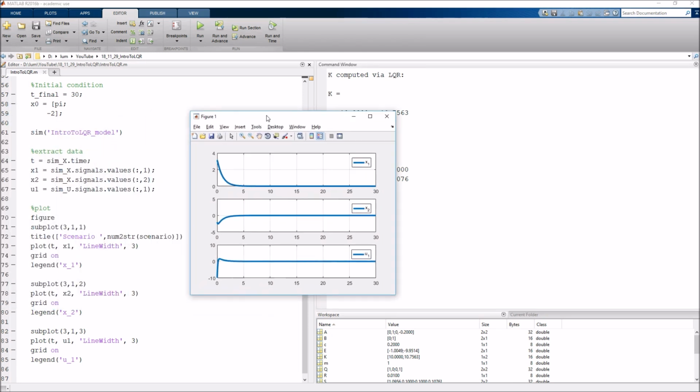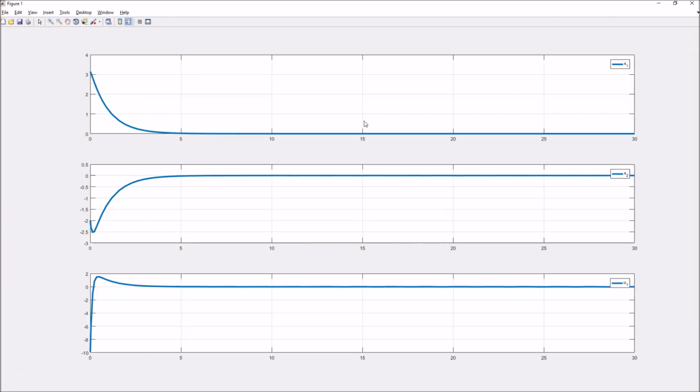So remember, this is the scenario here of cheap control. So we see that what cheap control means here is that the controller decides that I better make sure that the states go to 0 fairly quickly. So you see that in just 5 seconds, both the position and the velocity of the system have gone to 0 here. And we spent around, I don't know, what is that, -9, -10 units of force in order to do that here.